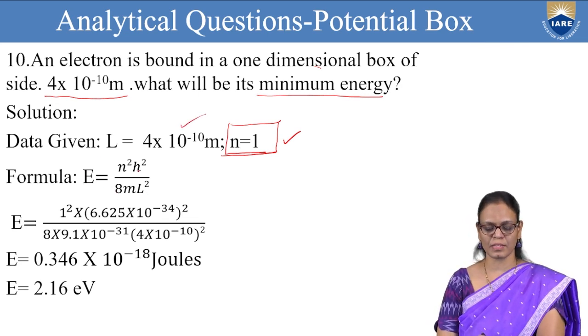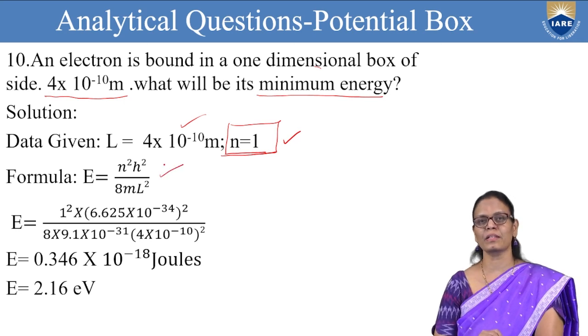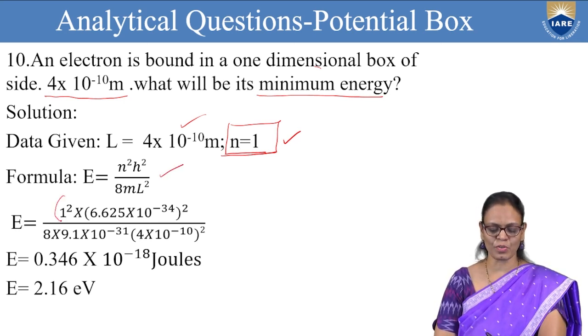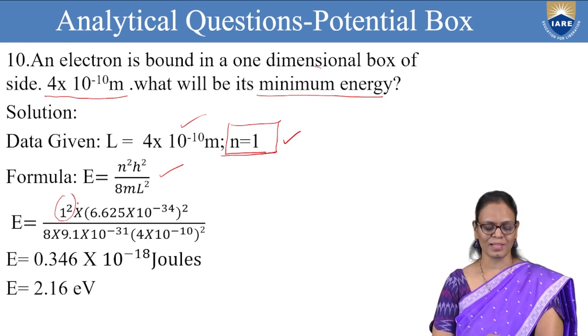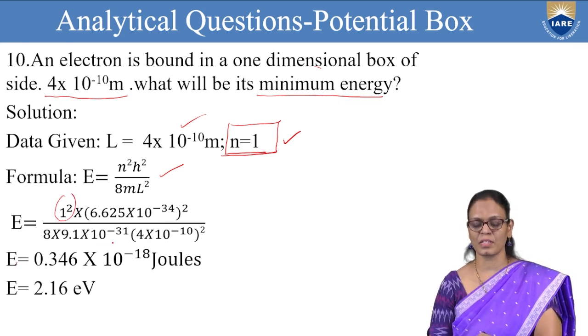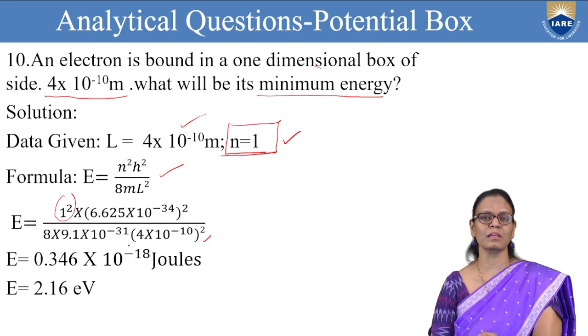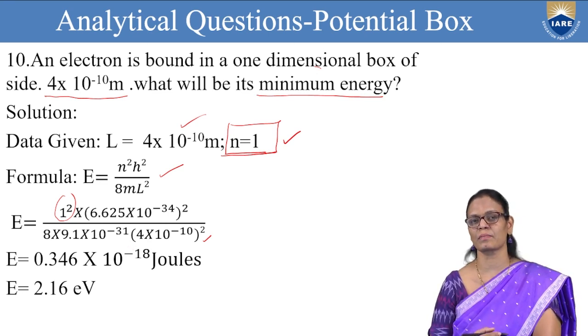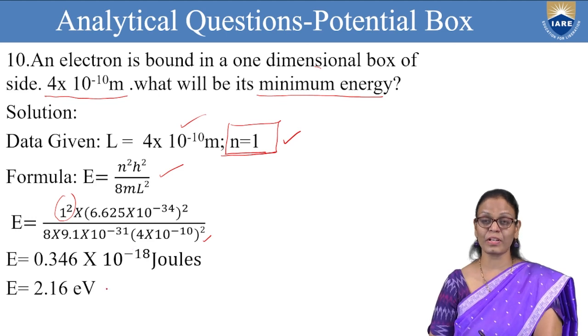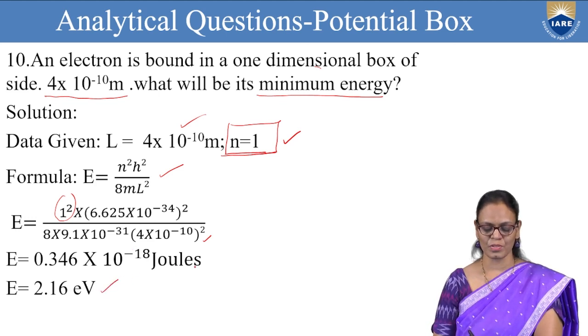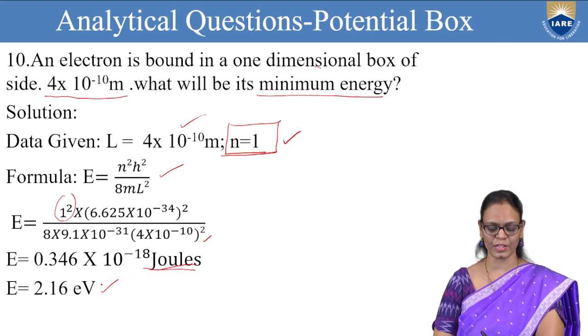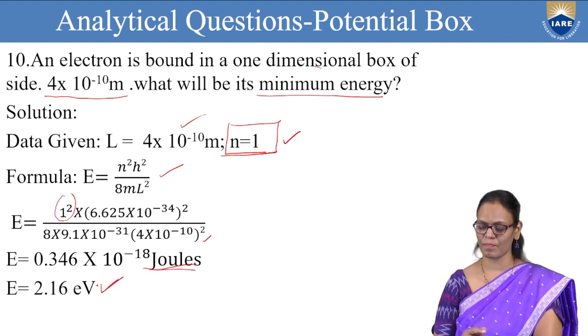And the formula remains the same. E is equal to n square h square by 8m L square. So just substitute n square as 1 square. All other things are constant. Length is given. Substitute and simplify. And for simplification, you can use your calculator. While practicing itself, I recommend that you use your calculator and be familiar with the functions so that it will become very easy for you in the examination. And also here we are doing the conversion to electron volt. Whatever we get in joules, we are converting into electron volts.